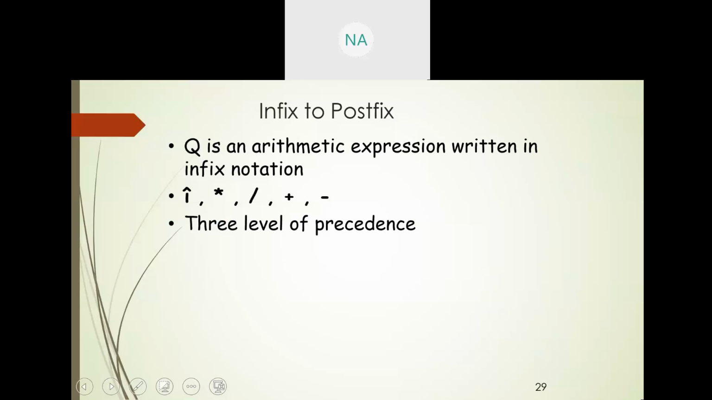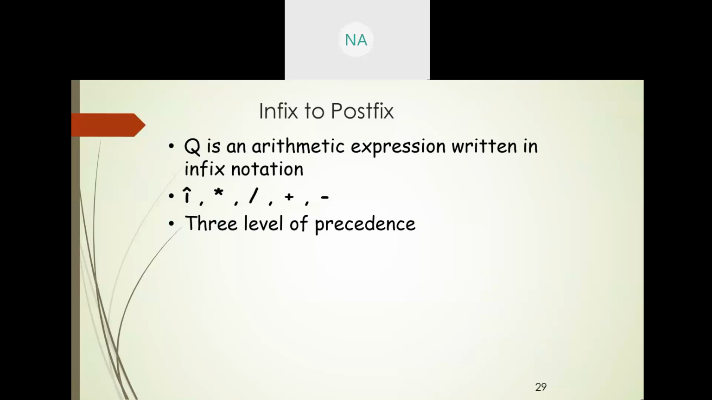Okay, now we will discuss the first step. We have already discussed the second step, that is evaluation of postfix expression. Now we will discuss the first step, that is how an infix expression is converted into the equivalent postfix expression.